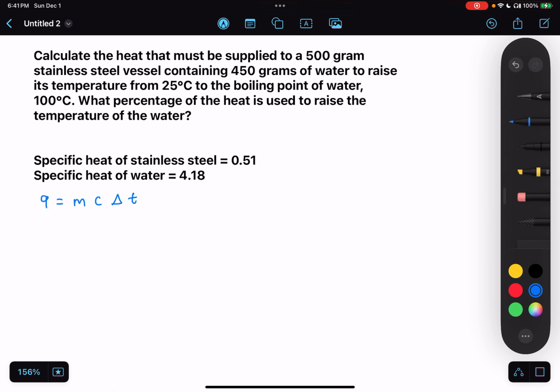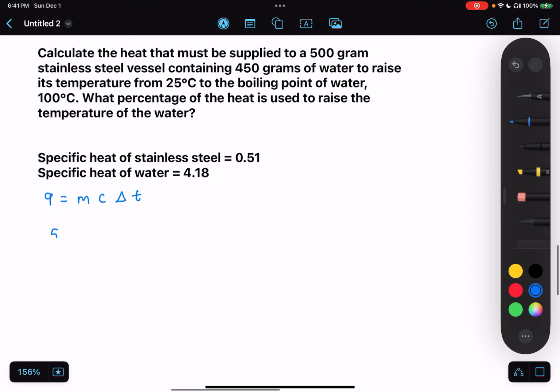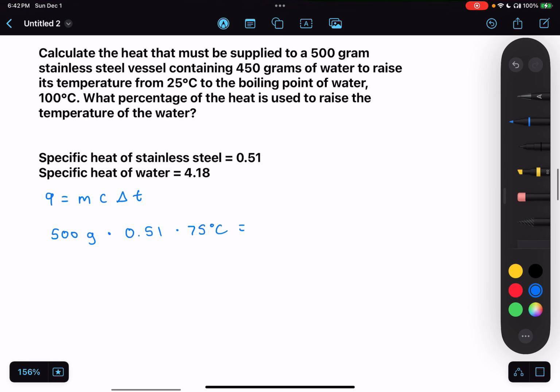They give us specific heat of stainless steel. Mass of stainless steel is 500 grams times 0.51. And then remember, the temperature that we're trying to get to is 100 degrees Celsius. So the difference from 100 to 25 is 75 degrees Celsius. So we just multiply all that out. So 500 times 0.51 times 75. Okay, and we got 19,125.